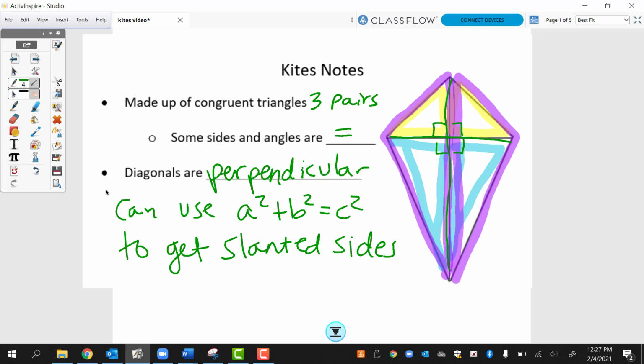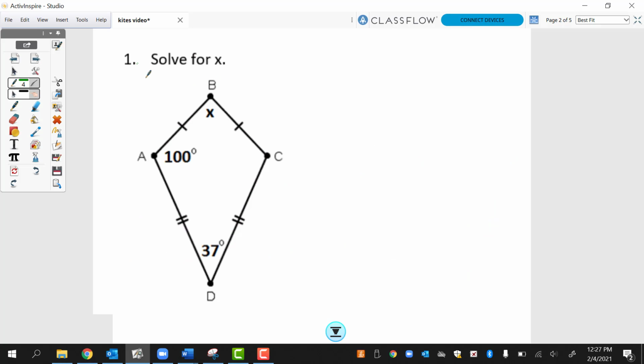So, knowing all of this information, how do we use that to actually solve questions? So on number 1, it says solve for x. So here is my kite. I am going to draw one of the diagonals down the middle. Now, why am I only drawing one of them? Because I'm trying to solve for this x.